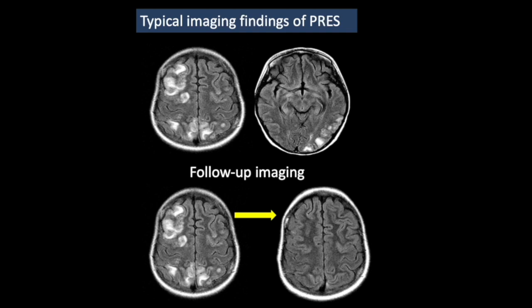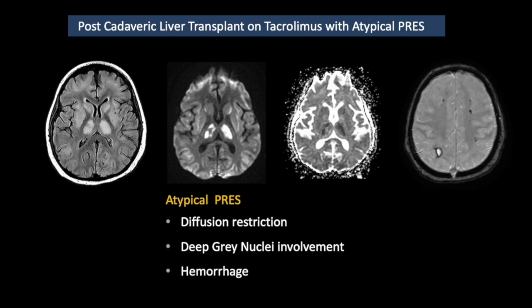Identifying the triggering event and timely management results in complete resolution or with minor residual signal changes. However, the presence of diffusion restriction, deep gray nuclei involvement, hemorrhage, parenchymal and leptomeningeal enhancement are atypical imaging findings. These also reflect the severity and are not completely reversible on follow-up imaging.